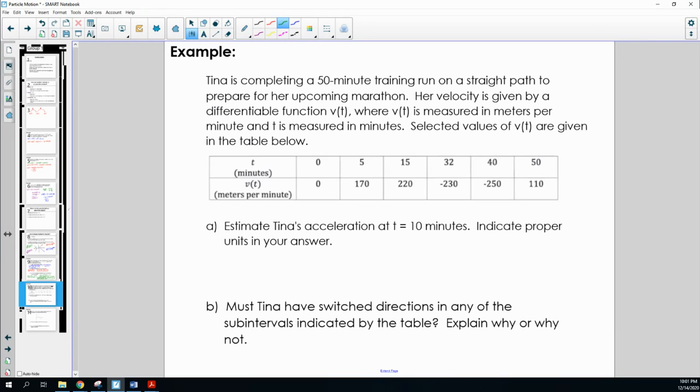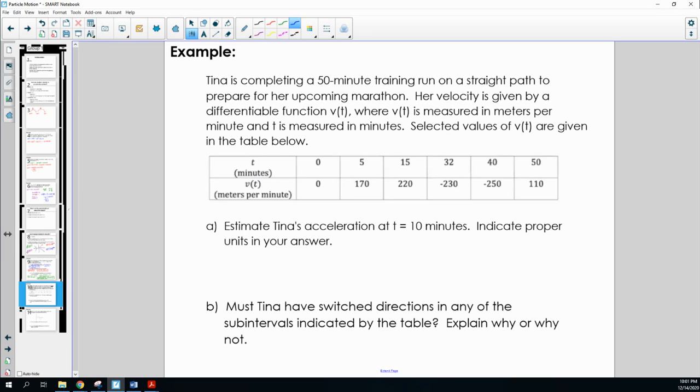So notice we don't have a function for the position. We don't have a function for the velocity. All we have are these numbers in this chart. So part A says estimate Tina's acceleration at t equals 10 minutes. Indicate proper units in your answer. So we're given the information about the velocity. We want to find the acceleration at t equals 10. So acceleration is the derivative of the velocity.